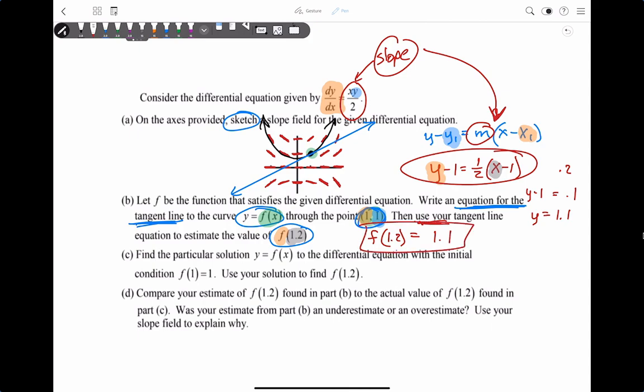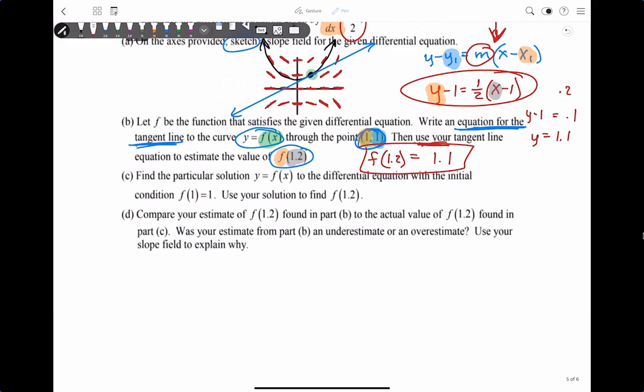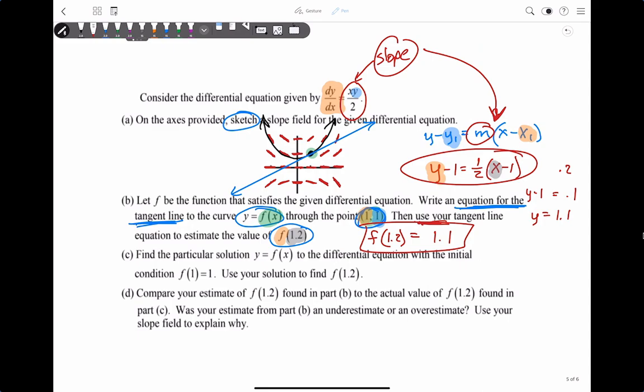Okay, so now part C. It says find the particular solution for f of x. Okay, with all the practice that we got in the part 1 video, we're going to do a separation of variables here to find that f of x equation. And we're going to use the initial condition, which is (1, 1), given to us as 1, 1 like this. So this is our x and y value. It was given to us here, and it's given to us again here, just in a different form.